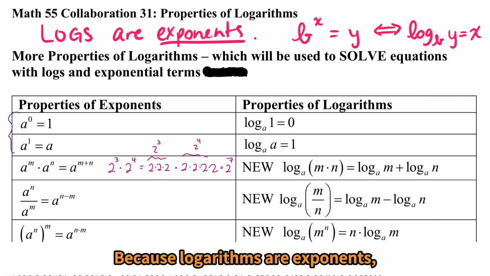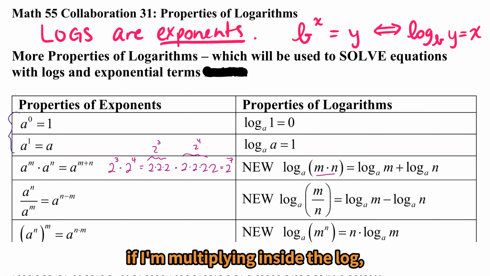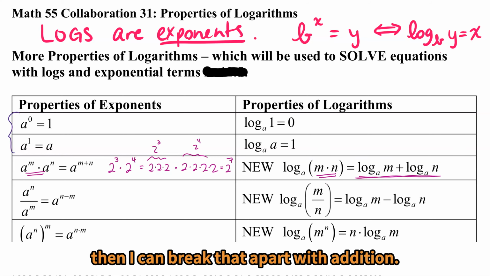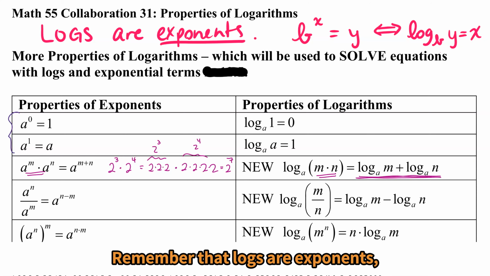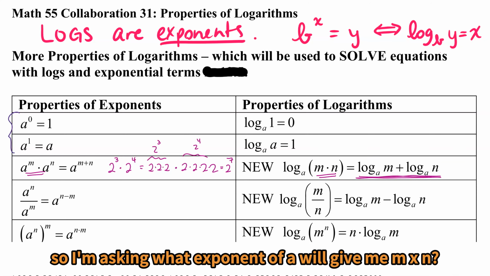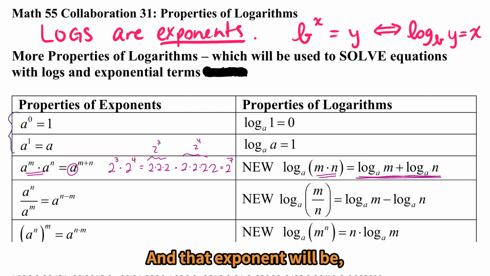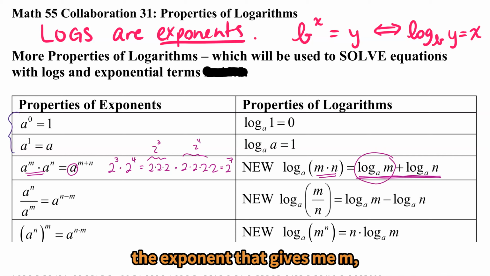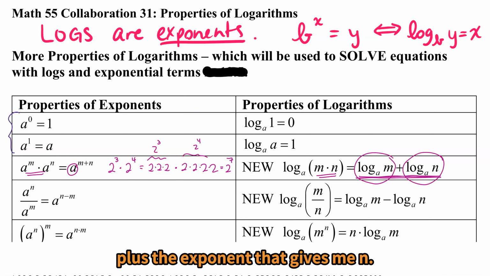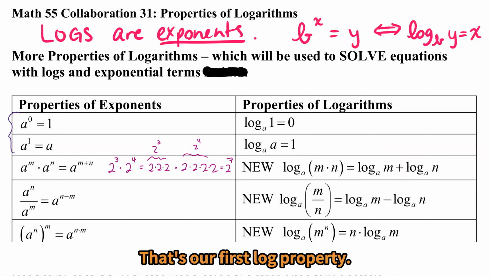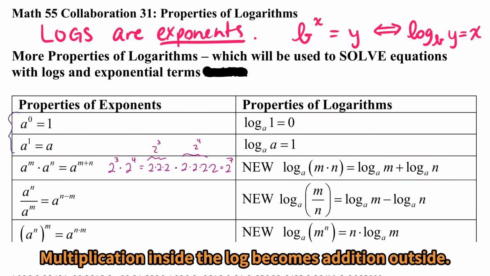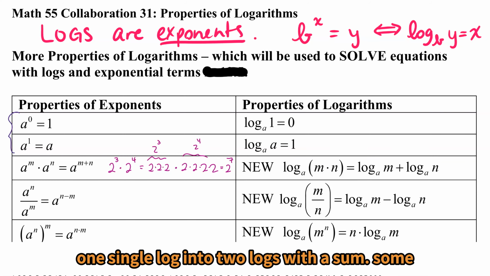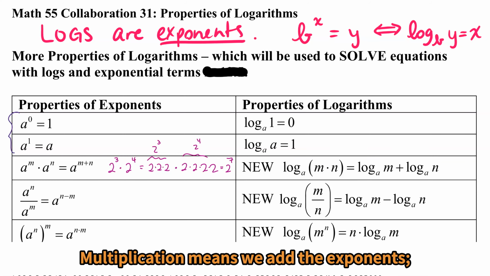Because logarithms are exponents, if I'm multiplying inside the log, then I can break that apart with addition. Remember that logs are exponents, so I'm asking what exponent of a will give me m times n. And that exponent will be the exponent that gives me m plus the exponent that gives me n. So that's our first log property. Multiplication inside the log becomes addition outside. So we can break one single log into 2 logs with a sum.